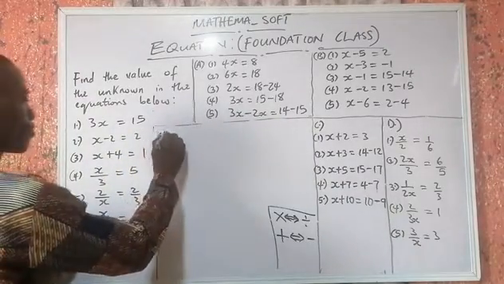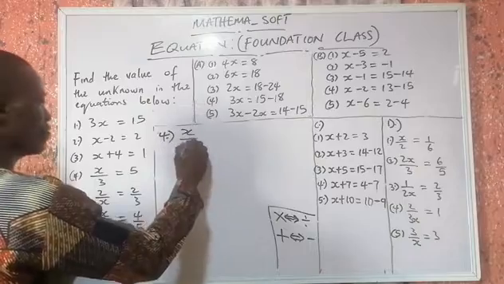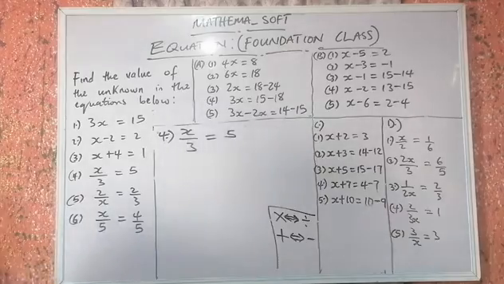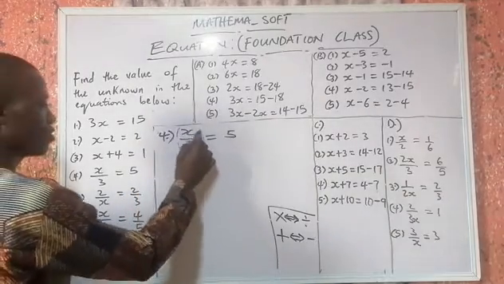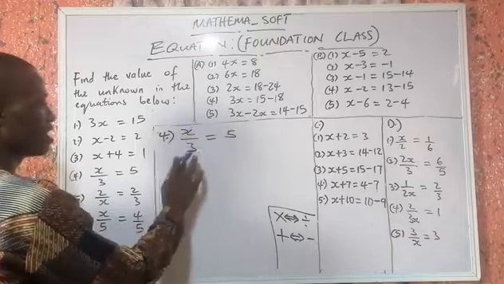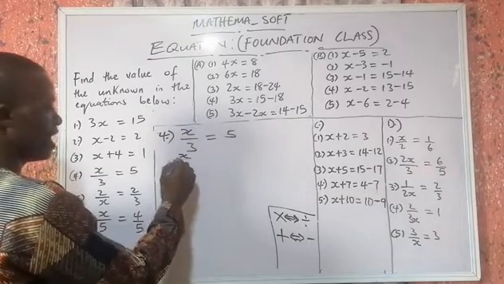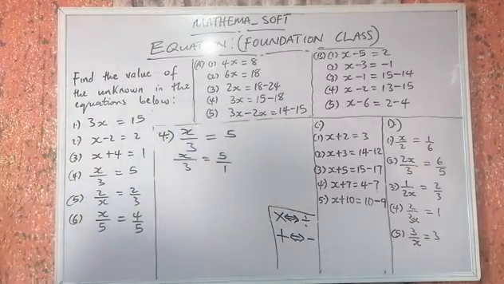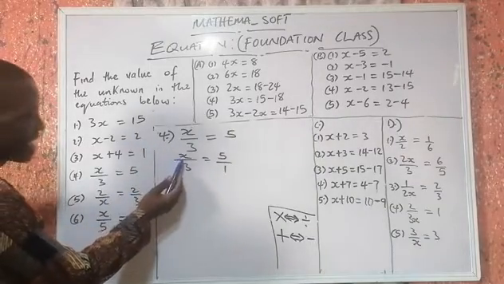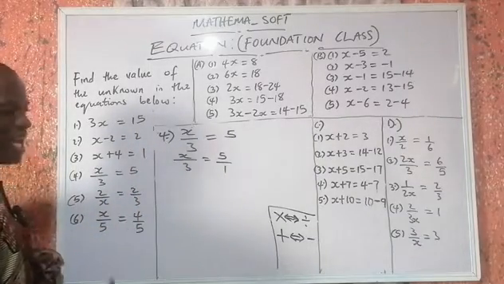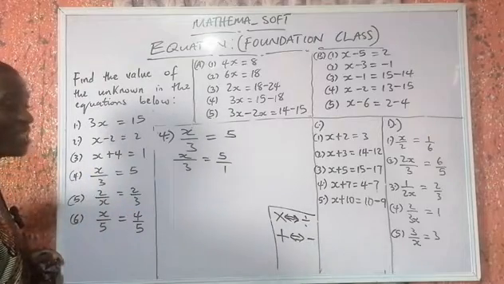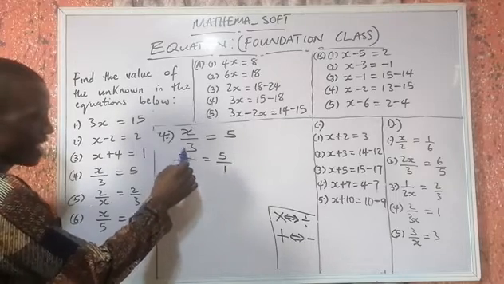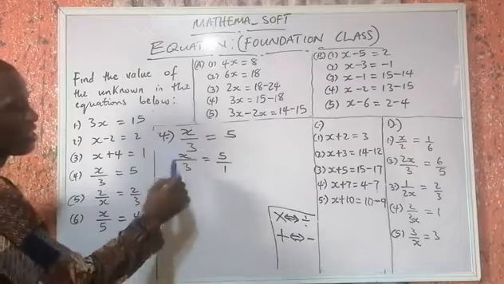Number 4, I have x over 3 equals 5. Now the first thing you should do is that, because these actually look like a fraction, let us also make this look like a fraction. That will be x over 3 equals 5 over 1. Now don't forget, if you want to pronounce this, you say x divided by 3, meaning that this is division. This 3 is attached to this x by division. x divided by 3. So it is divided by 3.